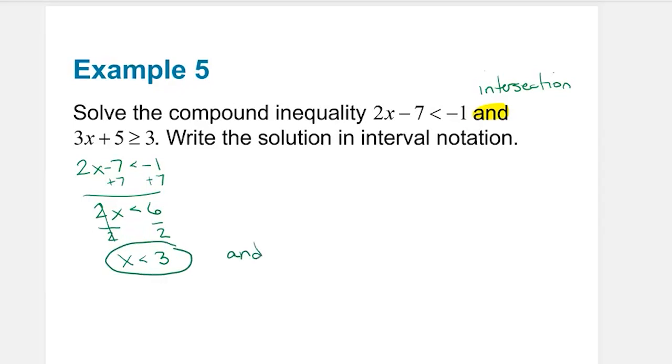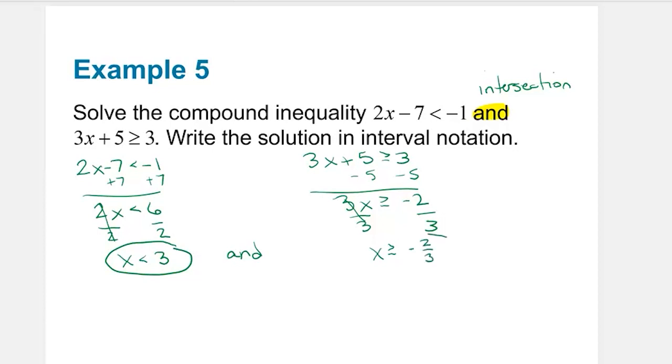And let's do the same thing for 3x plus 5 is greater than or equal to 3. So I'm going to subtract 5 from both sides, which gives me 3x is greater than or equal to negative 2. Divide both sides by 3. Notice I'm dividing by a positive number, even though the number I get is negative. So I don't flip anything because I'm dividing by a positive number. So here I get x is greater than or equal to negative 2/3. So these are my two solutions.